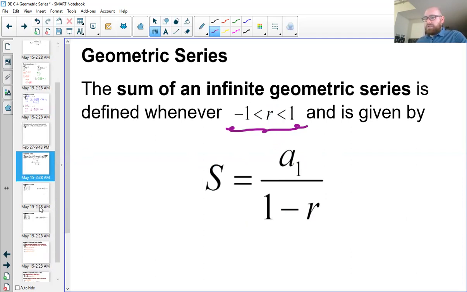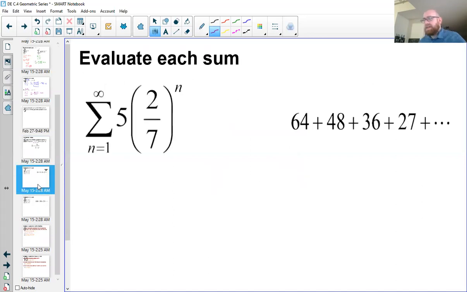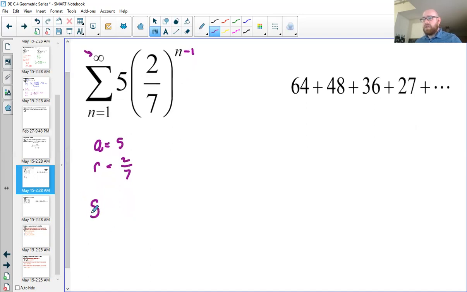So let's do a couple examples. On the left, notice that we want the infinite sum of the expression 5 to the power of n-1 times 2/7. And now this should really have an n-1 up there, so forgive that little typo. So our first term is 5. R is 2/7. And so when we plug this into our formula, S is equal to our first term divided by 1 minus 2/7.